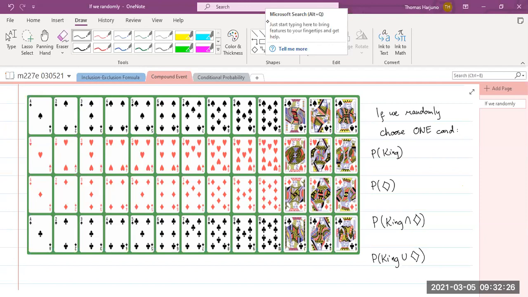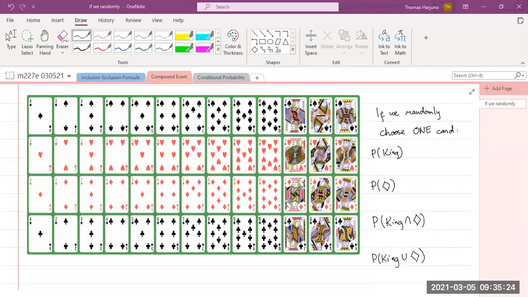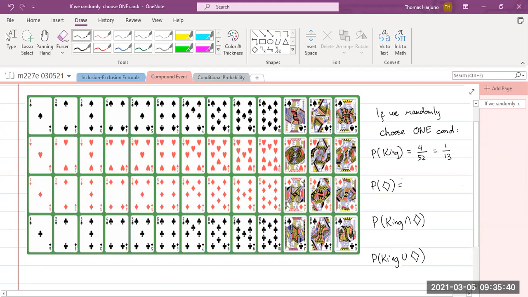Now, let me ask you to do these 4 problems first in 3 minutes. So what is the probability of getting a king? There are 4 kings out of 52 cards. We reduce to 1 over 13. Probability of getting a diamond: there are 13 diamond cards, so the probability will be 13 out of 52, which reduces to 1/4.